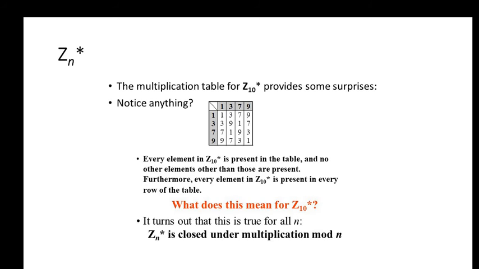The multiplication table of Z10 star provides some surprises. Notice anything here? The elements of Z10 star are present in the table and no elements other than those are present. Same elements 1, 3, 7, 9 only are there in the table. Further, every element in Z10 star is present in every row of the table. What does this mean for Z10 star? It turns out that this is true for all n. Zn star is closed under multiplication mod n.